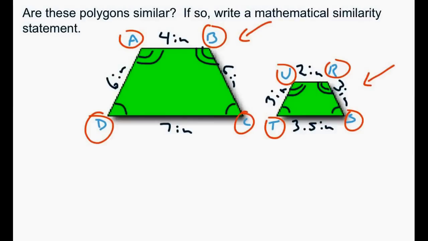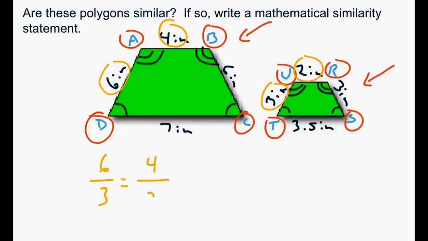And then 3, are the corresponding side lengths in proportion? All right, well, let's check. Let's use yellow. Alright, so 6 and 3 correspond. So there's going to be our first one. And I could write it the other way around. I could put small on top and big on the bottom. I just happen to do it this way. Now I'll just stay consistent though. 4 corresponds with 2. 6 corresponds with 3. And 7 corresponds with 3.5.